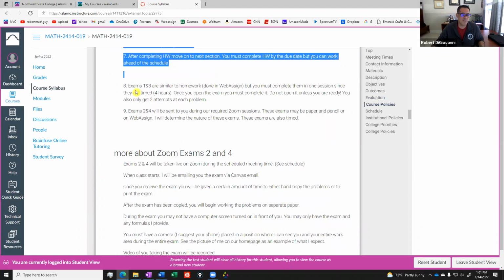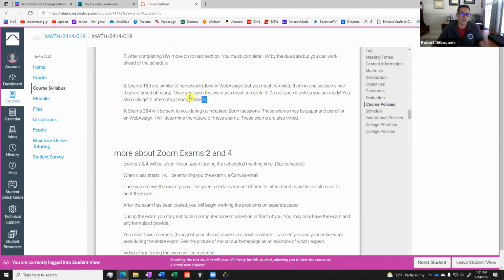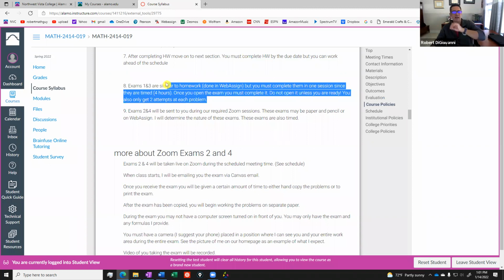This talks about exams 1 and 2, or sorry, 1 and 3, how you do those on your own time. They are timed tests. They're 4 hours. It won't take you 4 hours, but it'll give you plenty of time. You just have to do it in one sitting. You can't start exam 1 or 3 and then close it and come back the next day. But there's plenty of time to do it, so you do that when you're free.